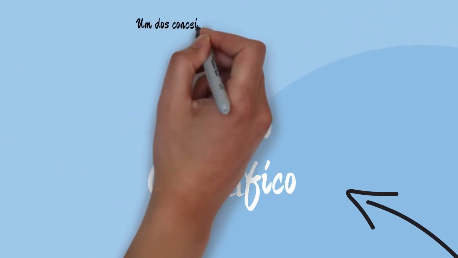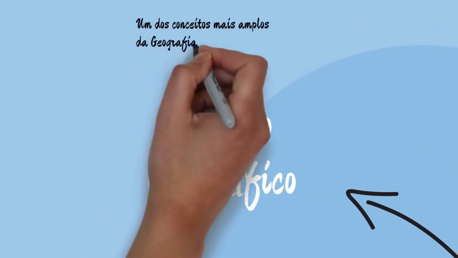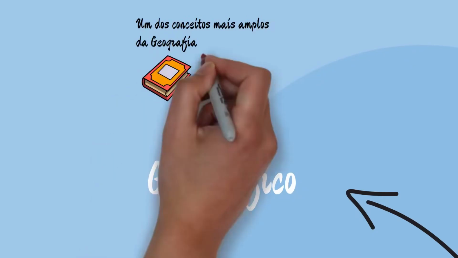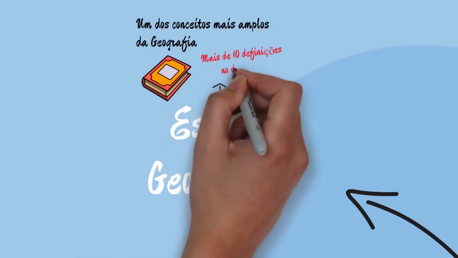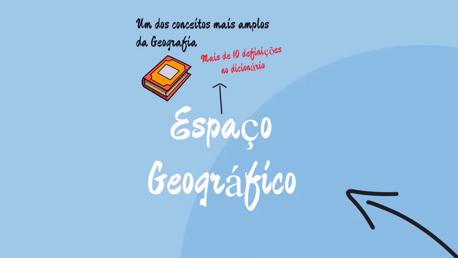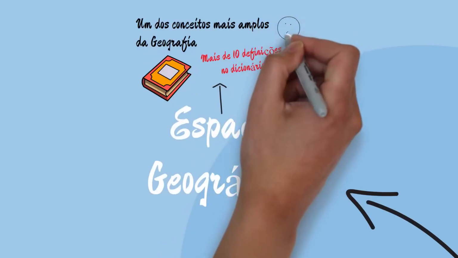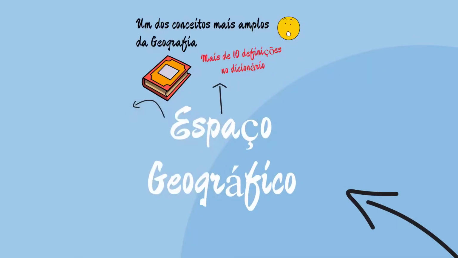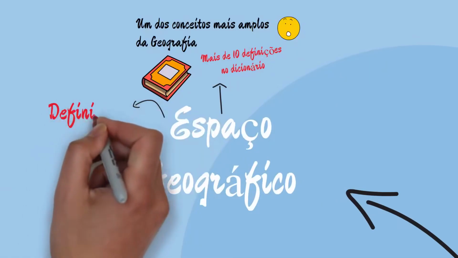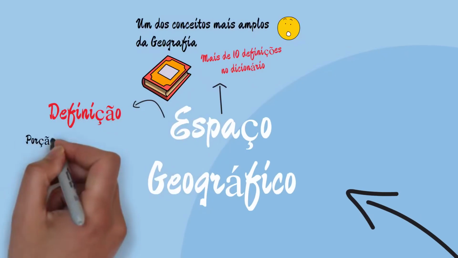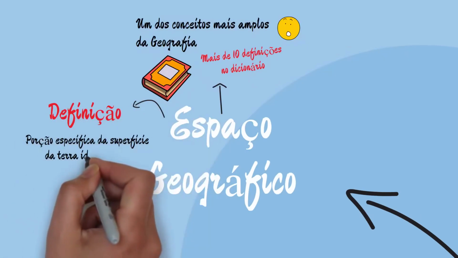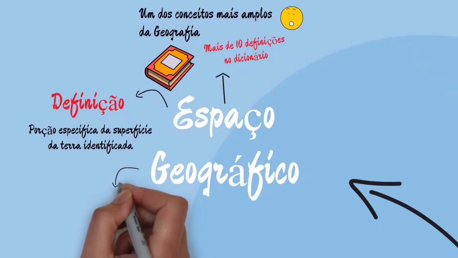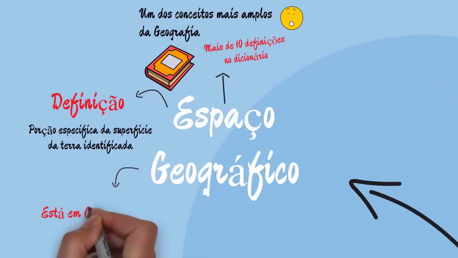Geographic space. Well, among the geographic concepts, this one is perhaps the broadest of all. It's so broad that it often becomes vague because it lacks more precise explanations. It's so broad that if you look up its meaning in the dictionary, you'll find more than 10 different definitions. However, within geography, it is generally associated with a specific portion of the Earth's surface that has been identified. In addition, geographic space is constantly changing, mainly through human actions.